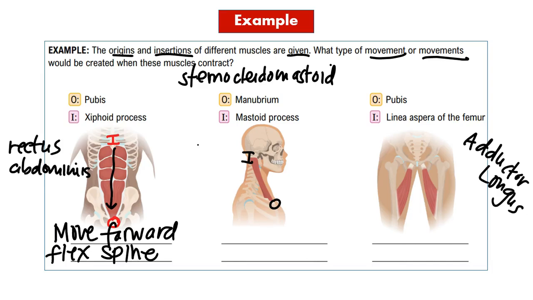Okay? Now, what are we trying to do? We're trying to get our insertion to be closer to our origin. How can we do this? And remember, practice on yourself as well. How can I make that mastoid process get closer to my sternum and my clavicle? Think about it. Can I just flex my head forward? Or, excuse me, flex my neck forward? Yes. I can flex my neck forward, so you can have flexion of the neck. That's the first movement that comes to mind.